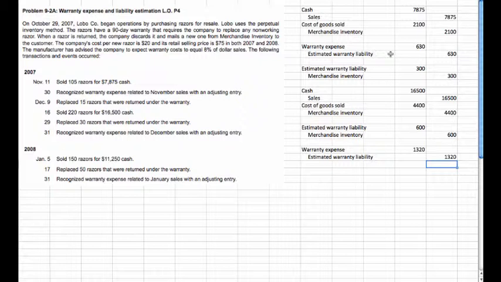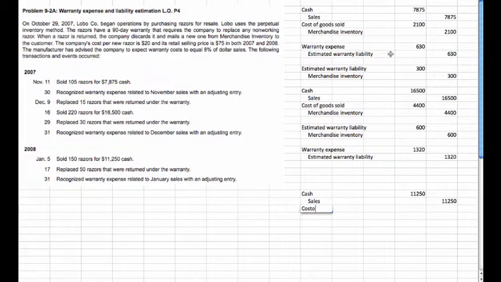Okay, so those are all the journal entries that we have made in the year 2007. We can do the same thing for 2008. And in 2008, we sold 150 razors. So once again, we debit cash, and we're going to receive $11,250. We're going to credit the sale for $11,250.